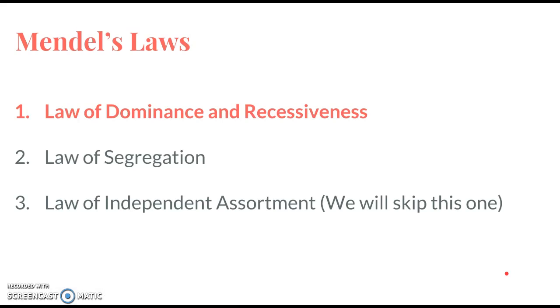Okay, so Mendel created 3 laws: the law of dominance and recessiveness, the law of segregation, and the law of independent assortment. We're going to skip the law of independent assortment. You'll learn about that in high school. We'll focus on the first 2.